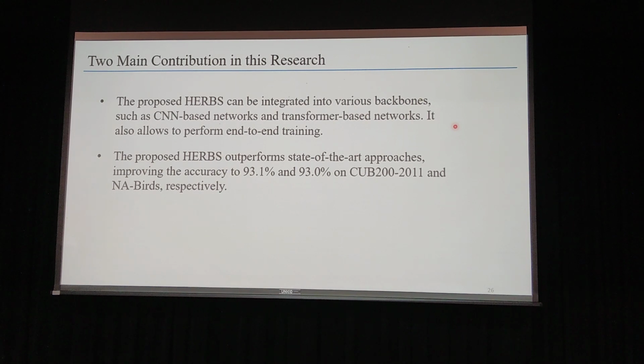Here are two main contributions of this research. The proposed HERBS can be integrated into various backbones, such as convolutional-based networks and transformer-based networks, and it allows for end-to-end training. And the second one is that the proposed HERBS outperforms state-of-the-art approaches, improving accuracy to 93.1% and 93% on CUB-200-2011 and NABirds datasets.